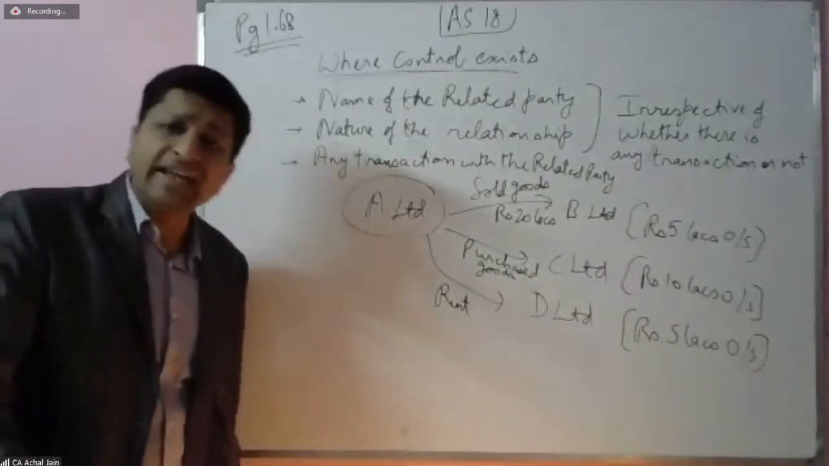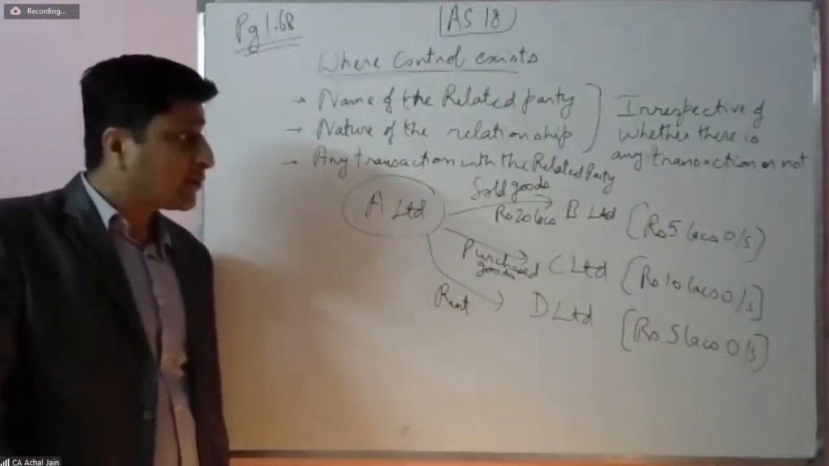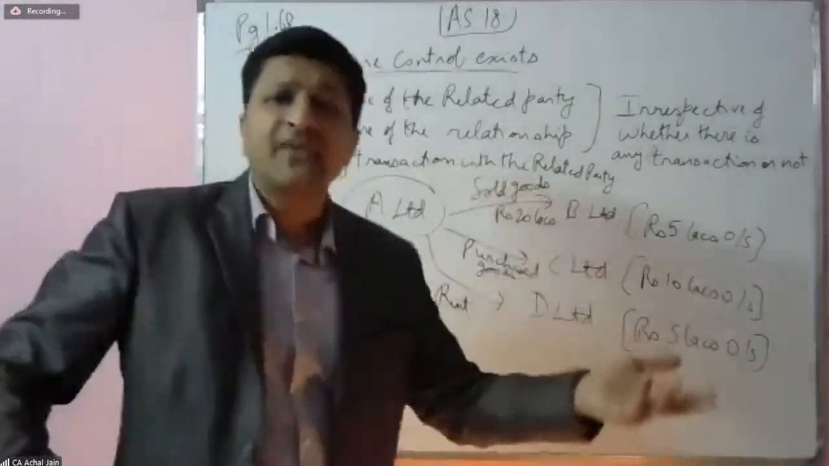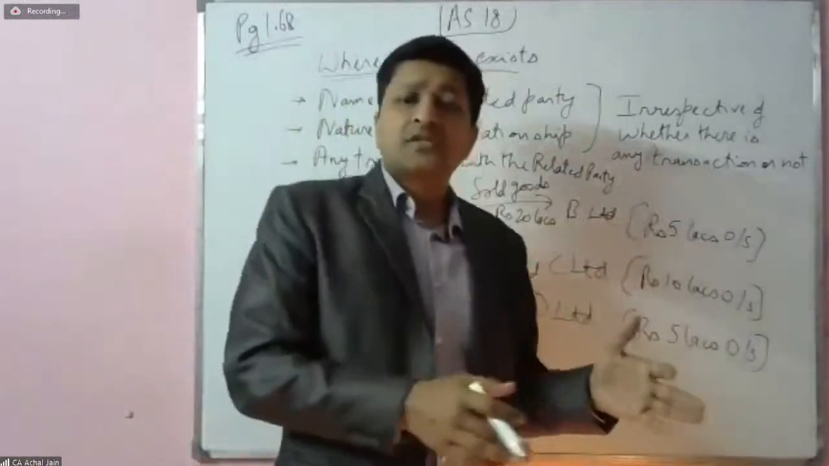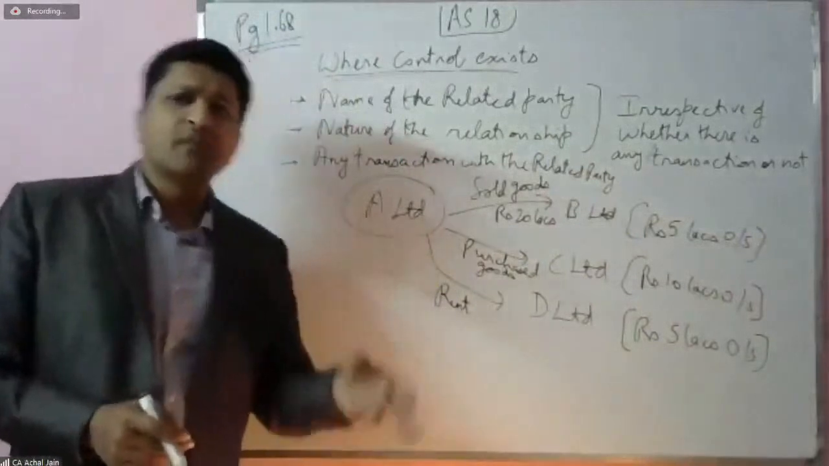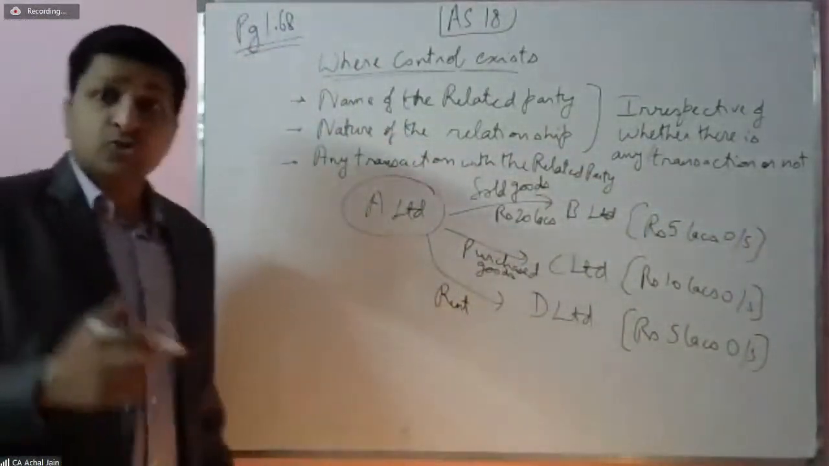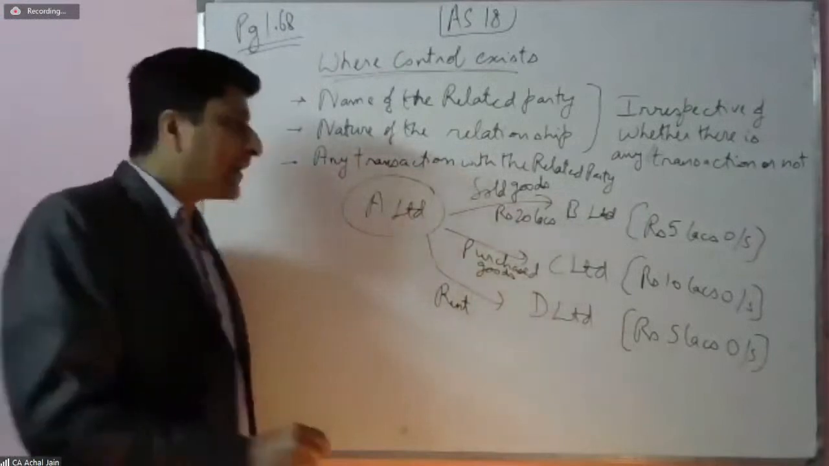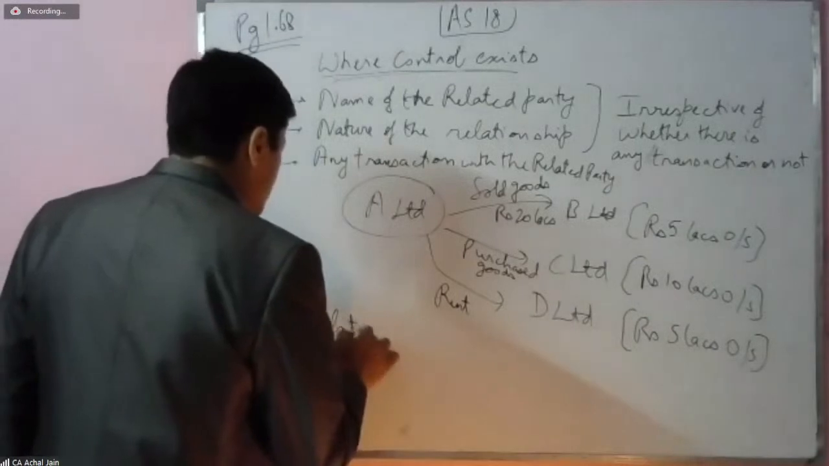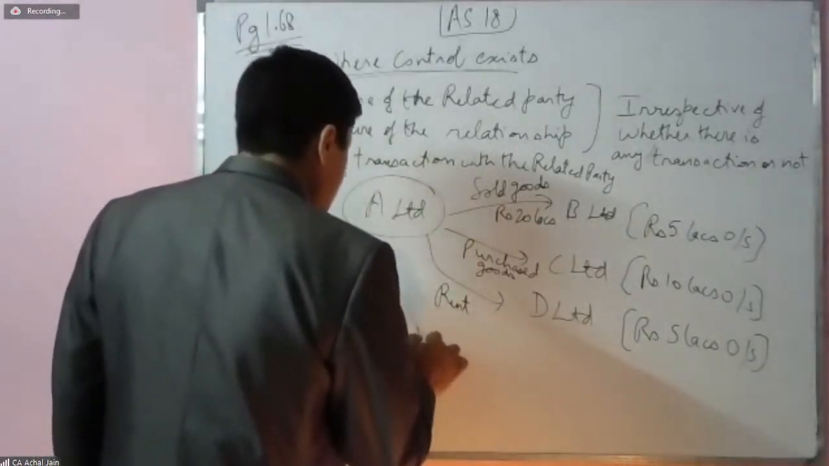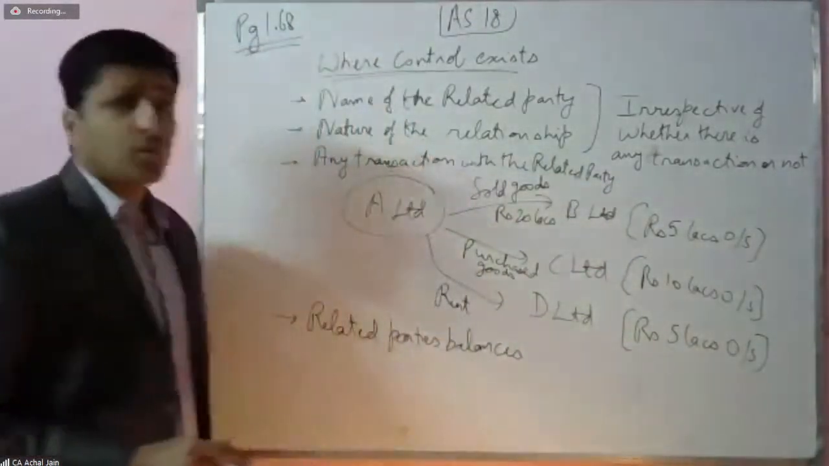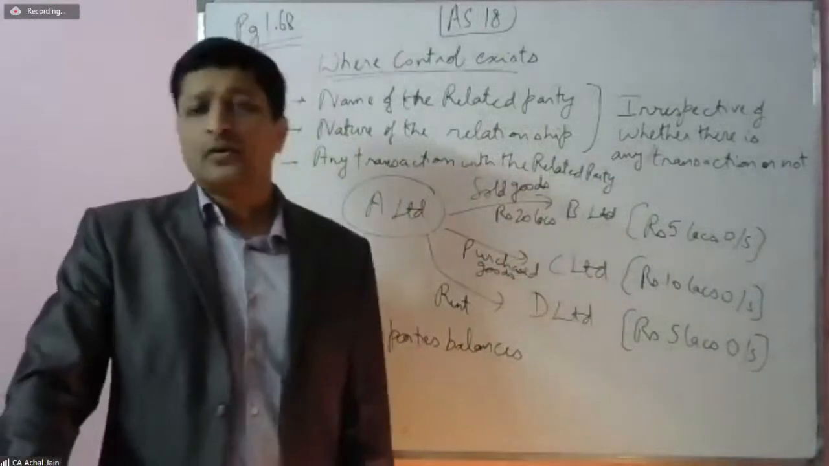In respect of any related party transaction which has been carried out during the year, or in respect of related party transactions which might have taken place in the previous years, if there is any balance with the related party, whether it is receivable or payable, whatever it is, those balances are also required to be disclosed. So what is the fourth disclosure requirement? Related party balances. Okay, balances are also required to be disclosed.